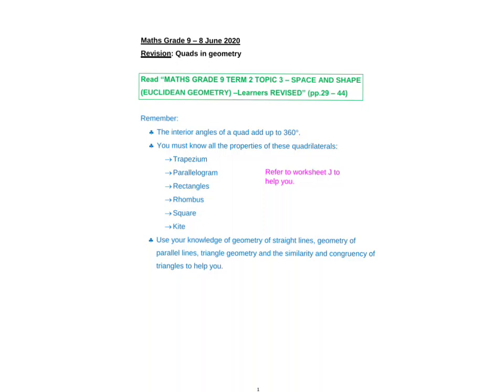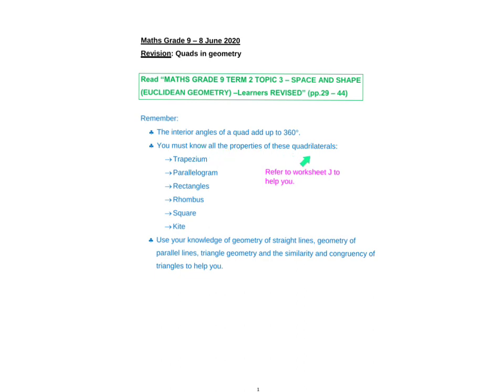Hey people, so we are looking at quads in geometry. You can go through term 2, topic 3, that document on Euclidean geometry, pages 29 till 44. And then the interior angles of a quad add up to 360, something you've probably learnt already in grade 7.